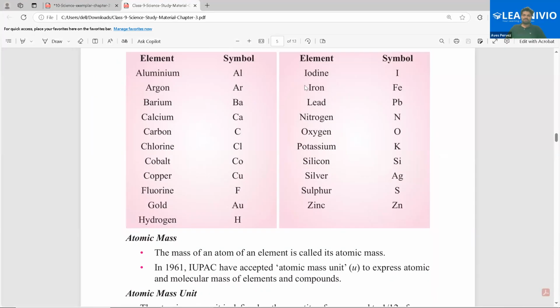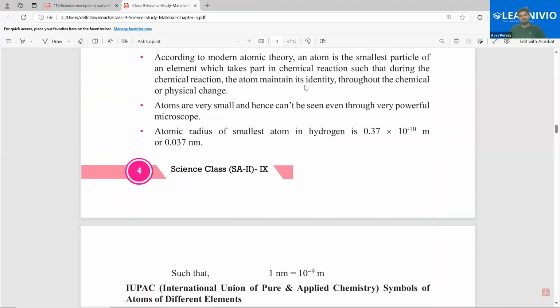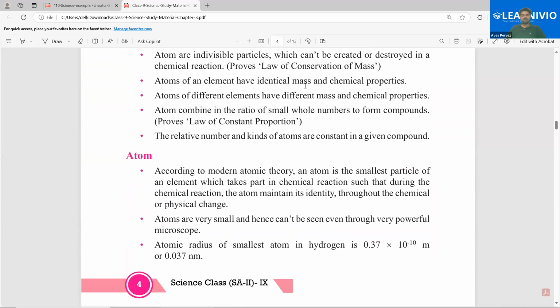Now, these are the symbols for the IUPAC naming of some compounds. As we know that atoms, there are different methods that we use for the mass of the atom, how we discover the mass of the atom. In the next class, we're going to discuss that. According to the modern atomic theory, atom is the smallest particle of element which takes part in the chemical reactions. During the chemical reaction, atoms maintain their identity. So atoms are not broken in the chemical reactions.